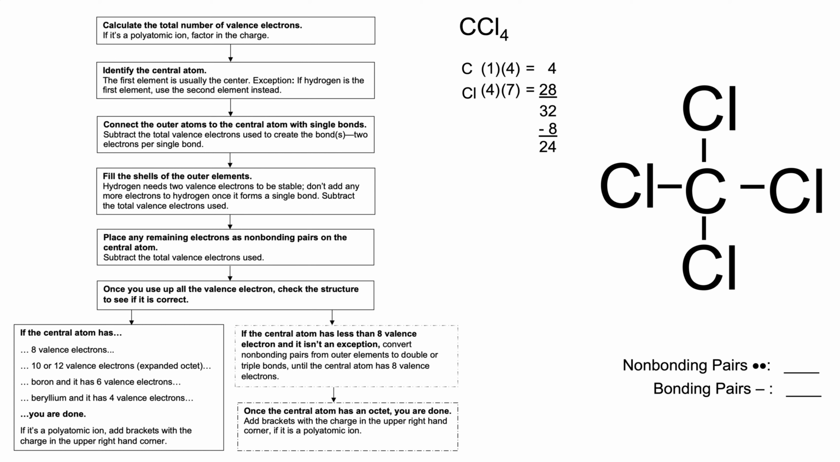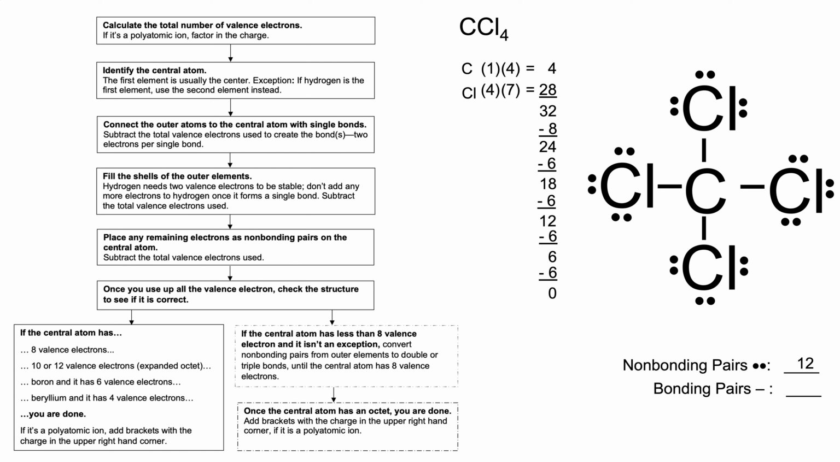Now I'm going to fill the shells of the outer elements. As I'm filling each shell, I'm subtracting and keeping track of my inventory. When I've finished filling all of the shells, I have 0 electrons left over. When I check that central atom, carbon, it has 8 valence electrons, so this structure is done.